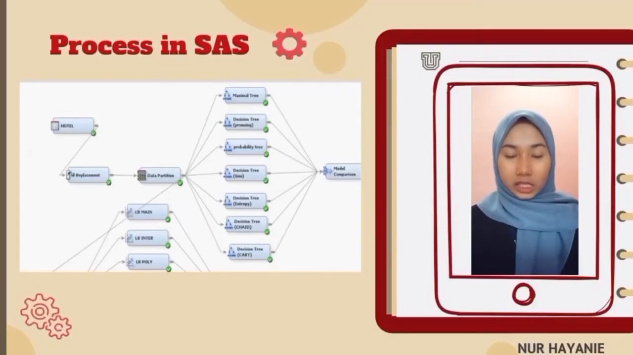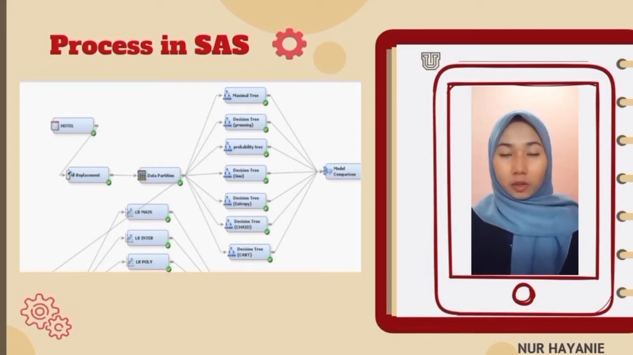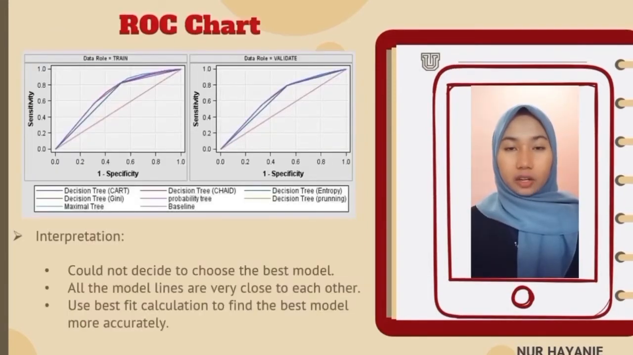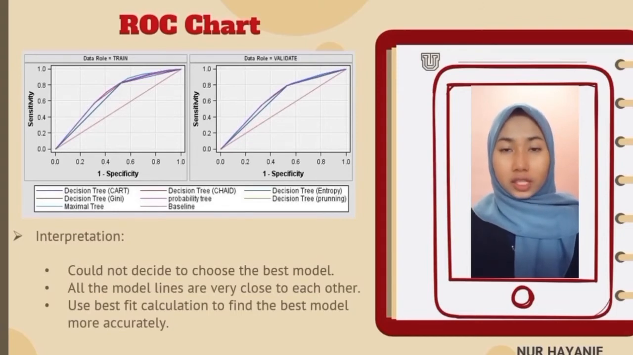Analysis for decision tree. This is the process of the decision tree. There are maximal tree, pruning, probability tree, Gini, entropy, CHAID, and CART that are linked to the model comparison node to find the best fit model for the decision tree. Next, the ROC chart. As we can see, we cannot decide on the best model because all the model lines are very close to each other, so we need to use best fit calculation to find the best model.